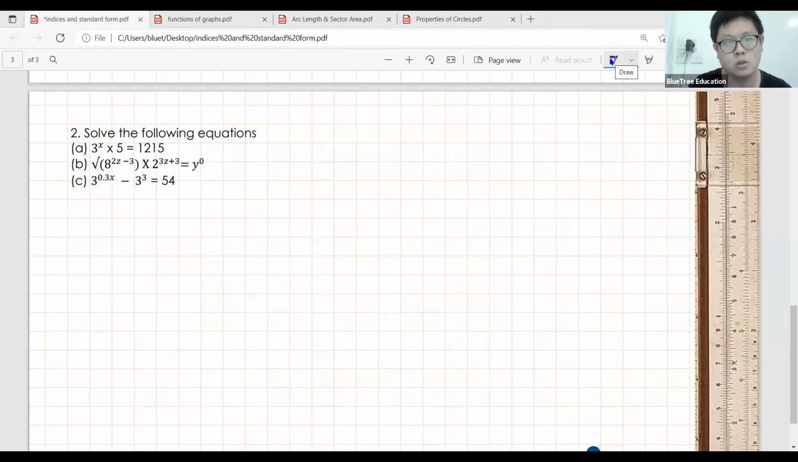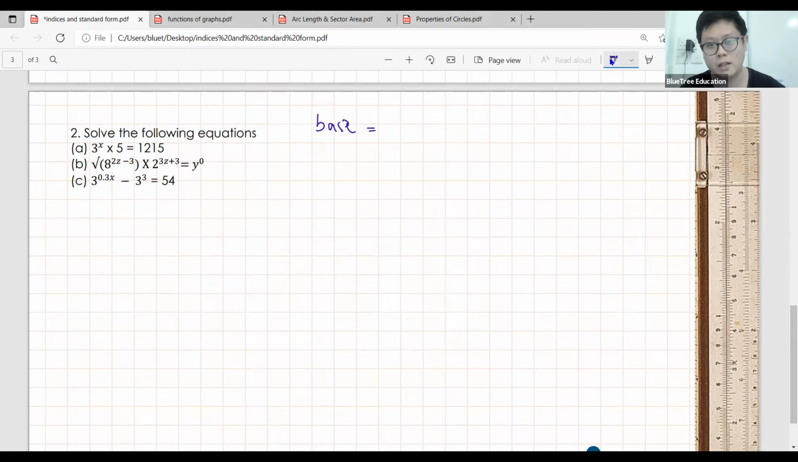So in E Math, how do you solve for indices questions? It's basically to identify what the common bases are. You're going to change all of them to the same base, and that's how you can solve it. Most of the time the base will be a prime number that all of them can change into.